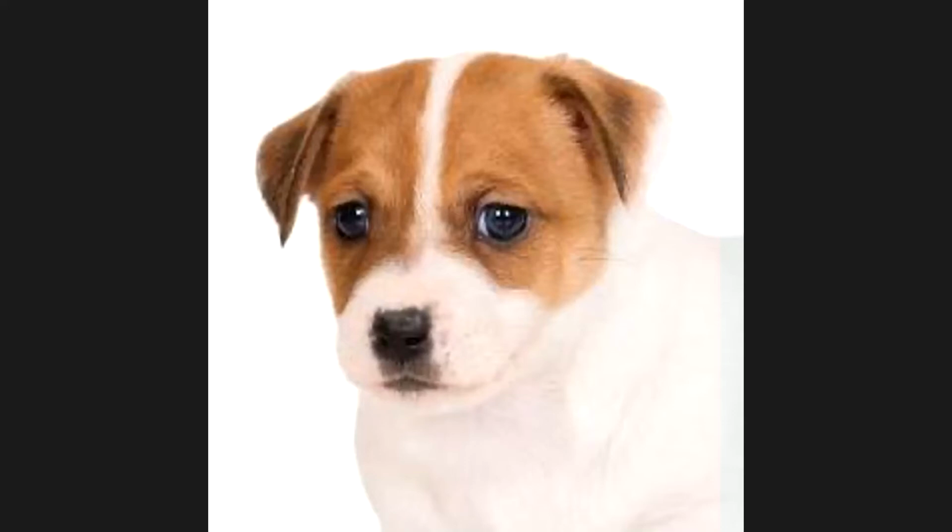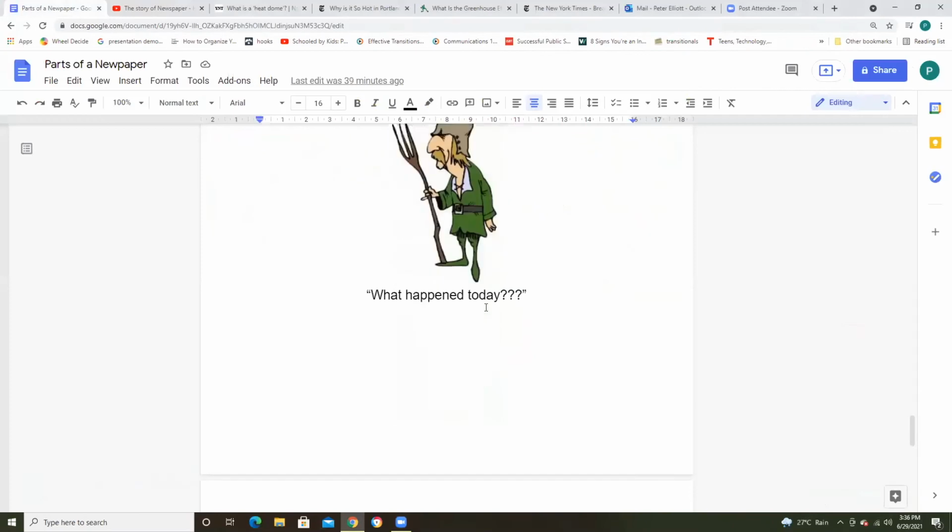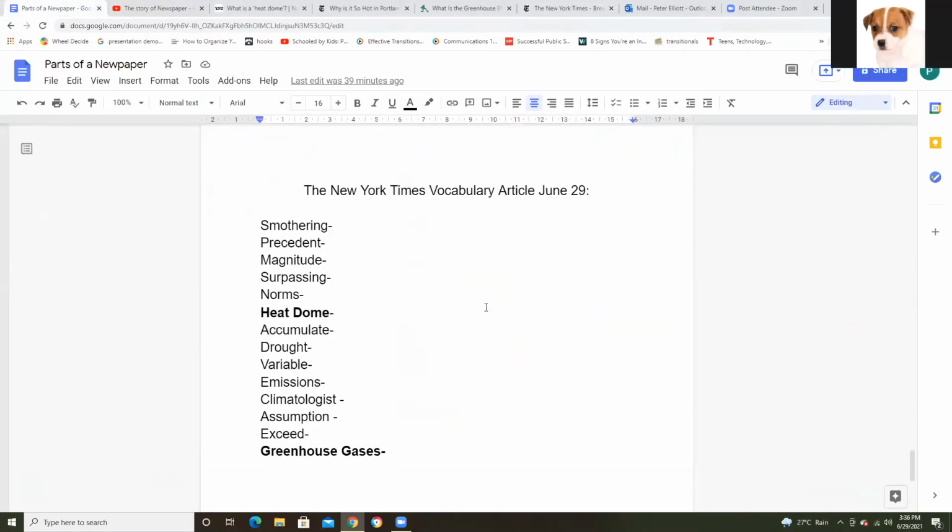So I just wanted to give you a little background on what news is, the sections of the newspaper, and how it all began. We live in a time where you can look at a phone or a computer and read about newspapers. 200 years ago, they would have been printed and distributed. And so let us get to our New York Times. I'm going to go back to our document that we're sharing.